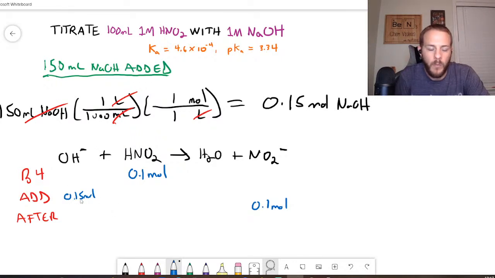So the question then is, how many moles of hydroxide were consumed by the nitrous acid? Well, 0.1 moles. And so if you take this 0.15 moles and you subtract the 0.1 moles from it, you end up with 0.05 moles of hydroxide ion.